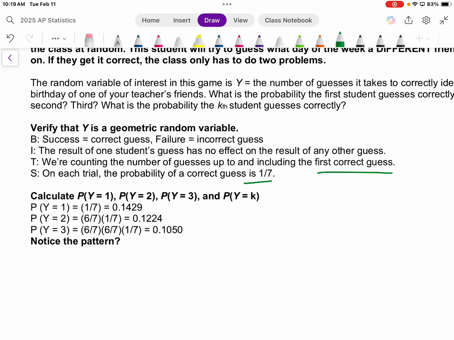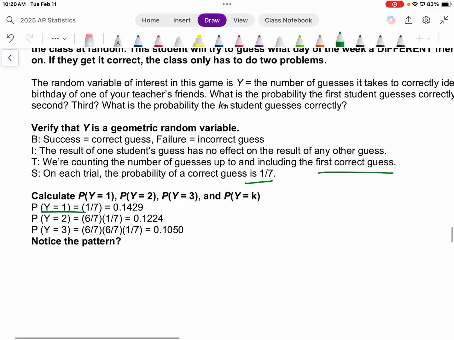So what they did for us is calculate three different situations. What's the probability they get it correct on the first try? That would be 1/7, because that's the probability of success. In the formula, we would have 6/7, because that's 1 minus p, to the 0 power, because basically that was 1 minus 1. And then we multiply by 1/7. And 6/7 to the 0 power is just 1, and then 1/7 times 1 is just 1/7. So that's why that worked out to be 1/7.